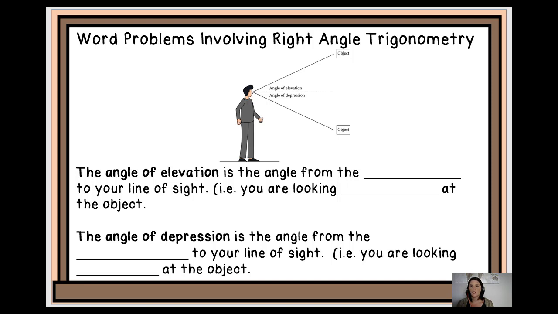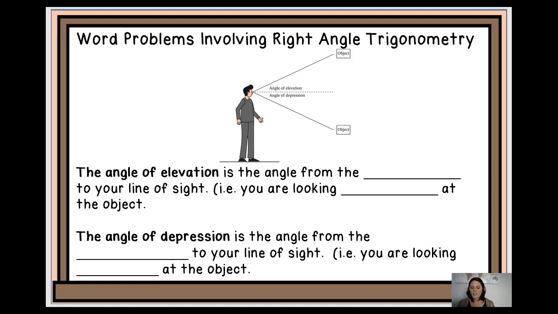So the first thing we need to do is talk about some terminology. Often in word problems you'll hear angle of depression and angle of elevation. Basically, from the horizontal, either you're looking up at an object or you're looking down at an object. If you're looking up at an object, that's the angle of elevation. And if you're looking down at an object, that's the angle of depression.